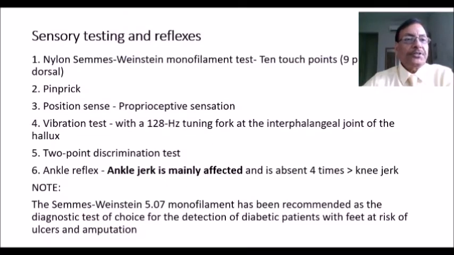We'll come to the sensory testing. So, sensory testing: one is the nylon Semmes-Weinstein monofilament test, where 10 touch points are assessed. There can be pinprick, position sense, also called proprioceptive sensation, vibration sense, two-point discrimination test, and add to it the ankle reflex.